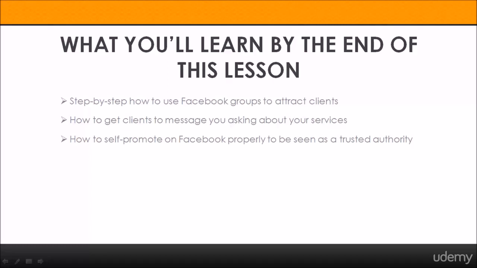You're also going to learn how to self-promote properly on Facebook so you're seen as the trusted advisor or the trusted authority instead of a spammer. And I'm going to show you some case studies and some success examples, so to speak, and you're going to be able to see how this process goes down.